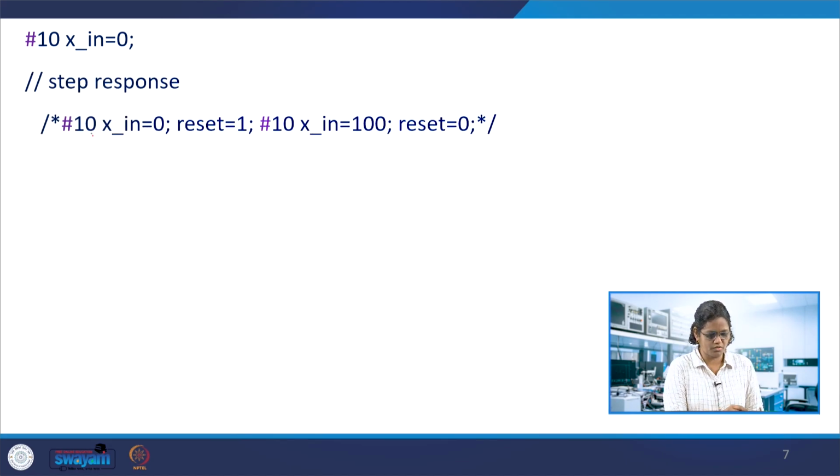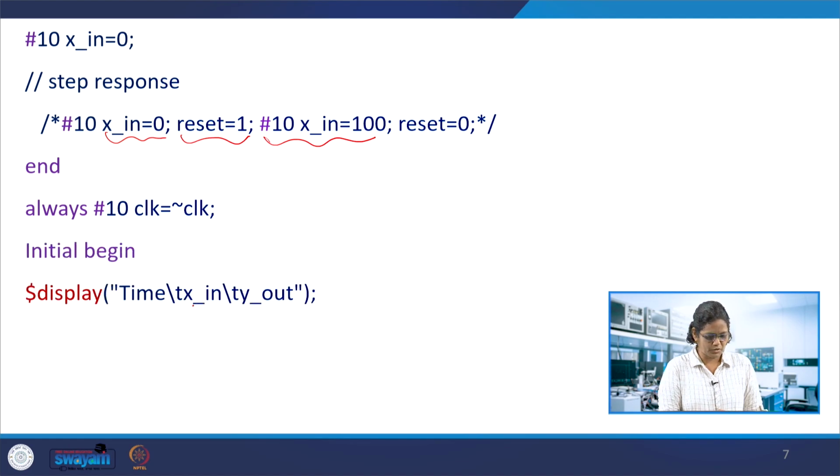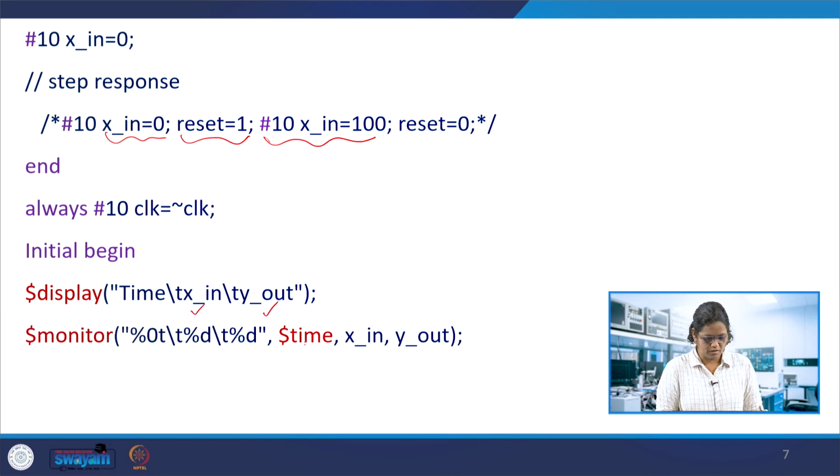And the step response is similar: #10, x in is 0 and reset is 1. After 10 time units, the input x in is 100, a step of magnitude 100, and then reset equal to 0. So this is for the step response, and end. Like that we have the clock, that is, always #10 clock equal to not clock; initial begin, display the x in and y out, and then monitor $time, x in and y out. So this is the end here in the module.